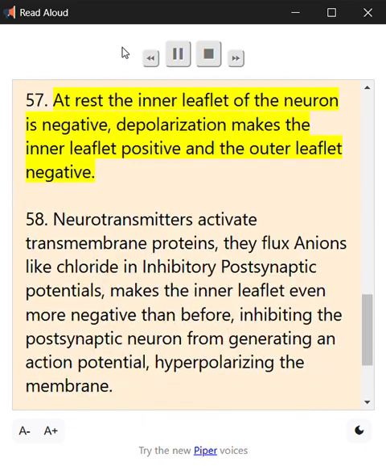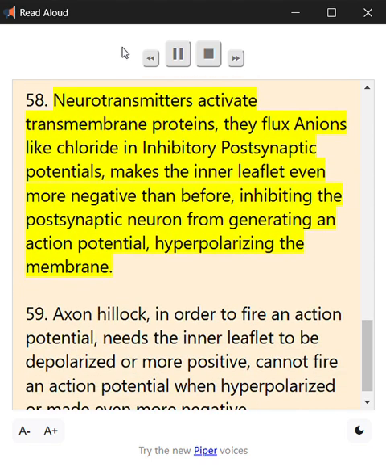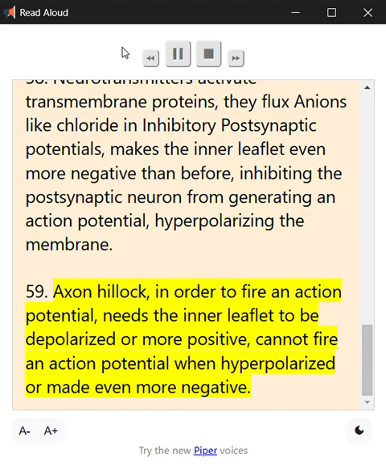57. At rest, the inner leaflet of the neuron is negative. Depolarization makes the inner leaflet positive and the outer leaflet negative. 58. Neurotransmitters activate transmembrane proteins. They flux anions like chloride in inhibitory postsynaptic potentials, makes the inner leaflet even more negative than before, inhibiting the postsynaptic neuron from generating an action potential, hyperpolarizing the membrane. 59. Axon hillock, in order to fire an action potential, needs the inner leaflet to be depolarized or more positive, cannot fire an action potential when hyperpolarized or made even more negative.